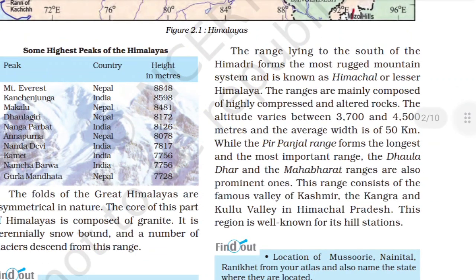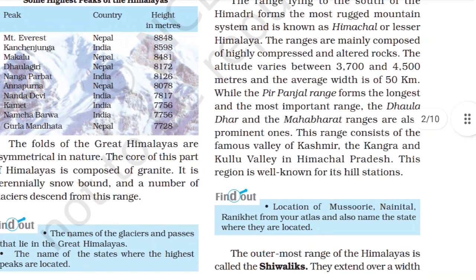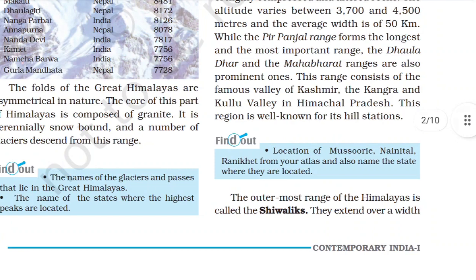The range lying to the south of Himadri forms the most rugged mountain system and it is known as Himachal or Lesser Himalayas. The ranges are mainly composed of highly compressed and altered rocks. The altitude varies between 3,700 to 4,500 meters with an average width of 50 kilometers, while the Pir Panjal range forms the longest and the most important range. Dhauladhar and Mahabharat ranges are also prominent ones. The ranges include the famous valleys of Kashmir, Kangra and Kullu in Himachal Pradesh. This region is well known for its hill stations.